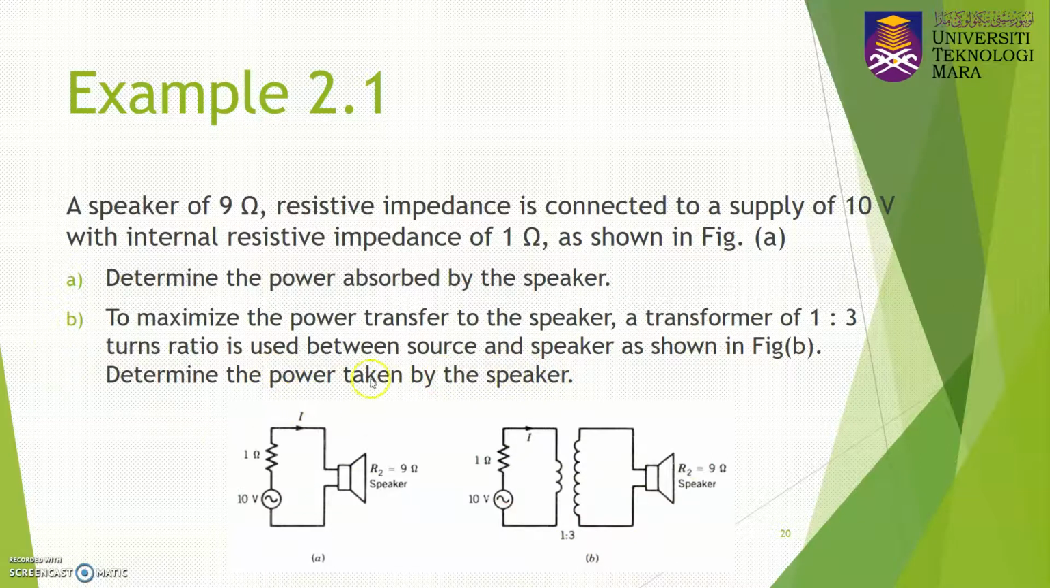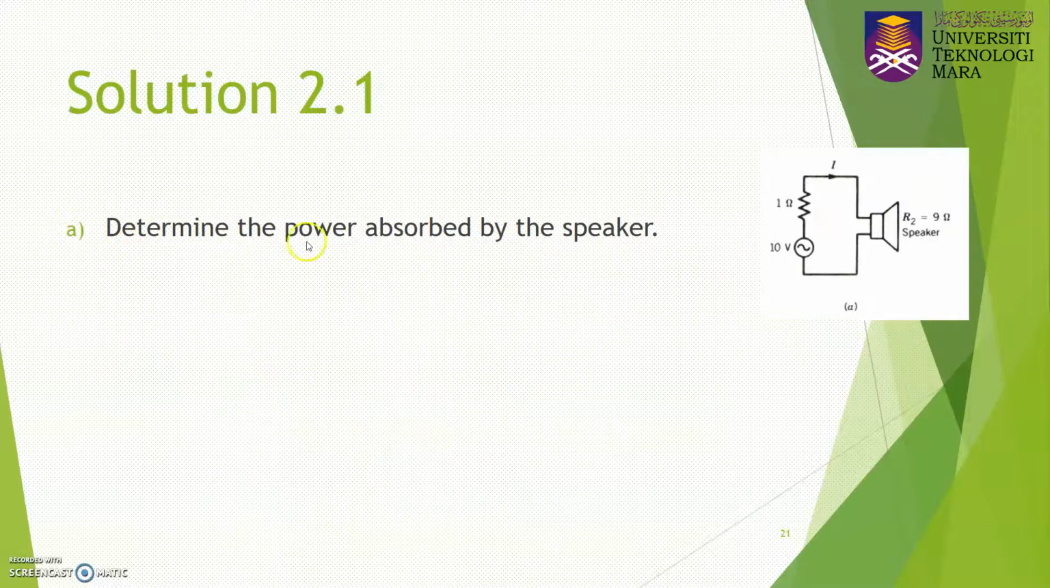So let's see how to solve this question. First, we need to determine the power absorbed by the speaker. Based on this circuitry, you know that I will be equal to V divided by total R. In this case, total R is 1 ohm plus 9 ohm, so you have 10 divided by 1 plus 9. So 10 divided by 10 is 1 ampere.